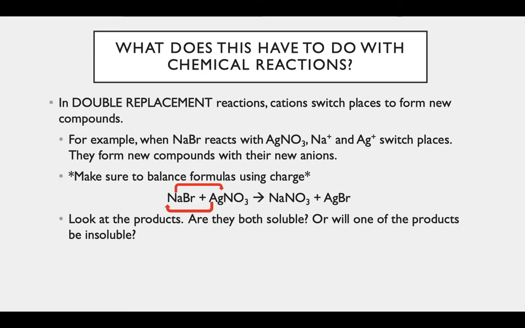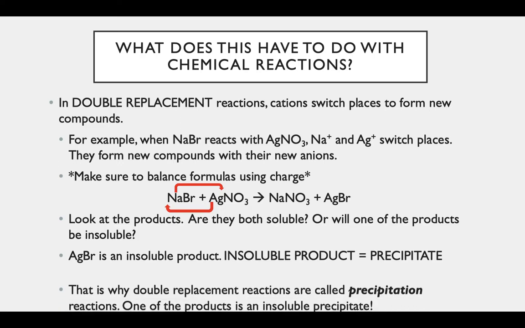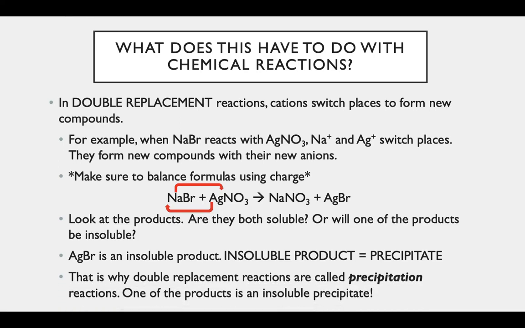If we examine those products carefully, we'll notice that one of them is soluble, but one of them, according to our solubility rules, is not. It's insoluble. That silver bromide is going to be insoluble because silver is an exception to the solubility of the halogens. Anytime you have an insoluble product, we call that a precipitate. It's going to be the solid that forms during this double replacement reaction. That's why double replacement reactions are called precipitation reactions. The insoluble precipitate is that product that gives this type of reaction its name.